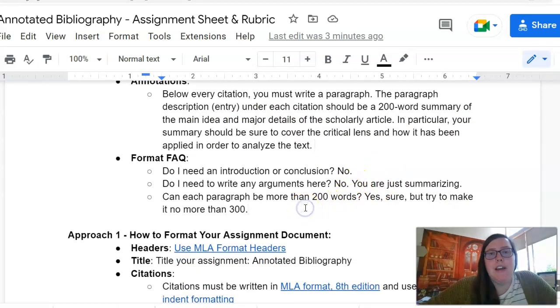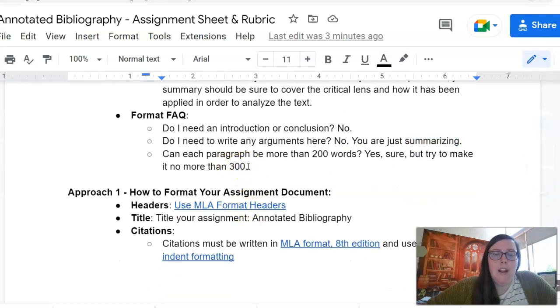Some questions that students have asked me in the past when they've completed this assignment. Do I need an introduction or a conclusion? Nope, not looking for that. Am I making any arguments? No, you are just summarizing. Can my paragraphs be more than 200 words? That's totally fine, but try to keep it limited.